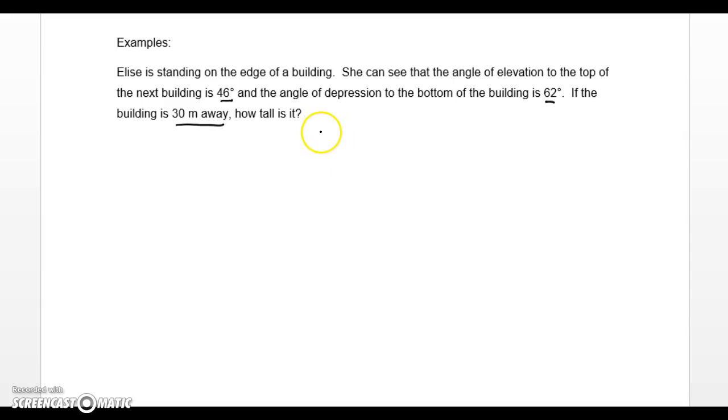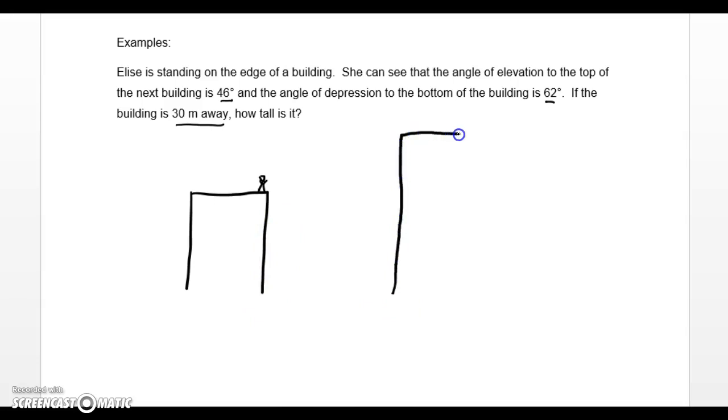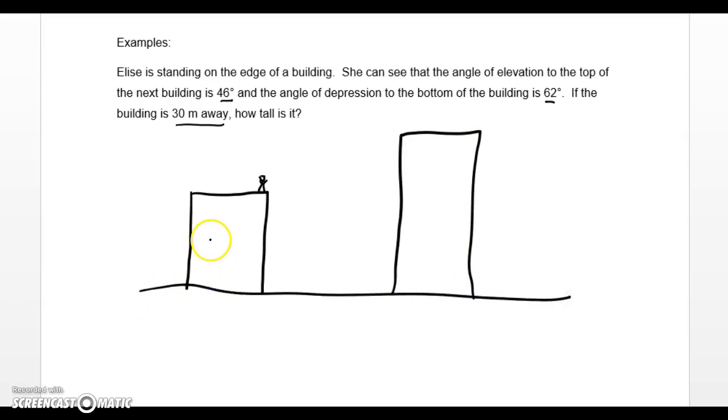And one thing, if you guys haven't noticed, that I like to do with most of my examples here is always draw a picture of what's going on. So what's going on here is that we have Elise, she's standing on the top of a building. So here is one building, and Elise is maybe standing right here. That's my awesome stick person. And then 30 meters away, we have this taller building that she's looking up at. So here's building number 1, here's building number 2.